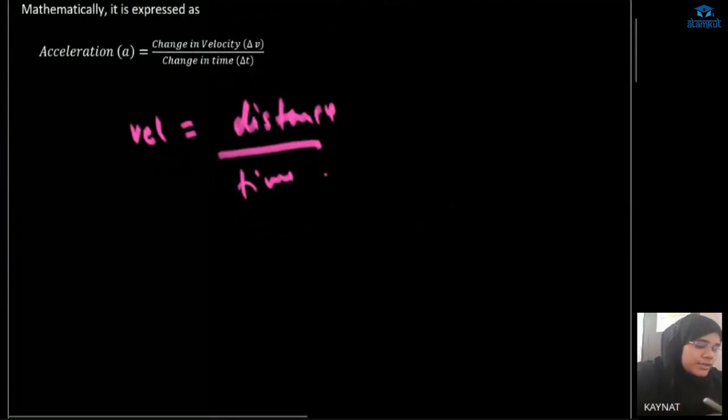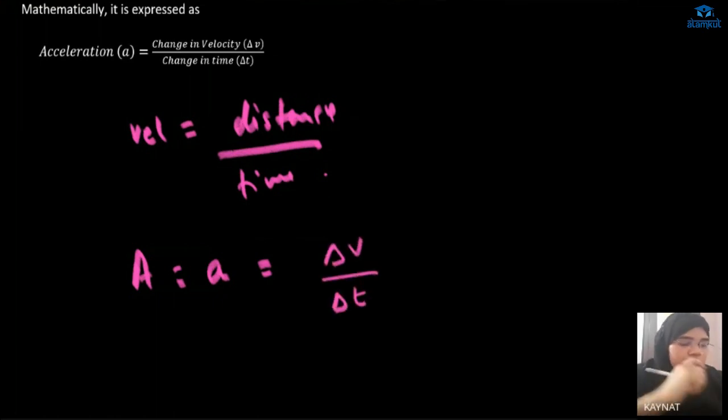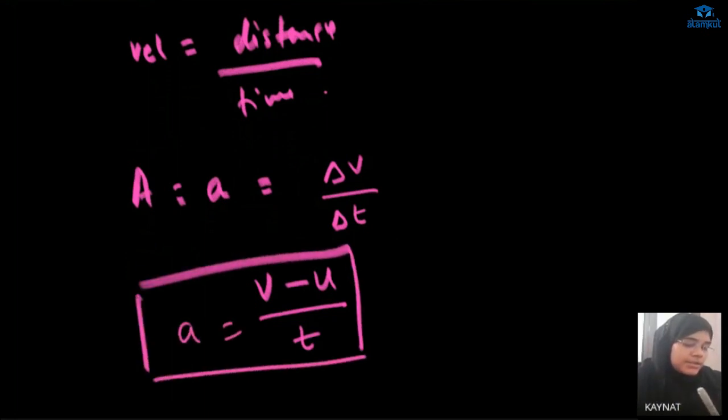Acceleration is denoted by small a. It is change in velocity upon time. Change in velocity is denoted by delta v, and change in time is denoted by delta t. So this will be delta v upon delta t. Delta v means the difference between final velocity and initial velocity. Let's take the final velocity as v and initial velocity as u, upon t, whatever the time taken. So a is equal to v minus u upon t. This is the formula for acceleration.